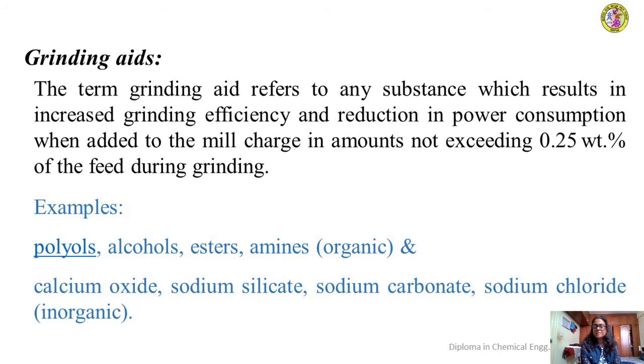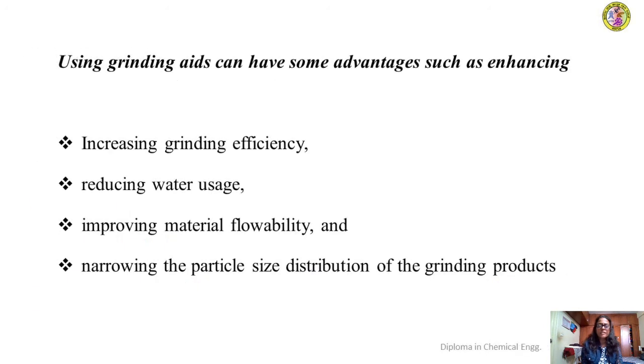So it increases the grinding efficiency by enhancing the following things. The grinding aids increase the efficiency of grinding and reduce the usage of water. Then the material flowability also increases by the addition of these agents. Then the particle size distribution of the grinding products is also maintained very narrow by the use of grinding aids. So these are some of the advantages of using grinding aids in a grinding operation.